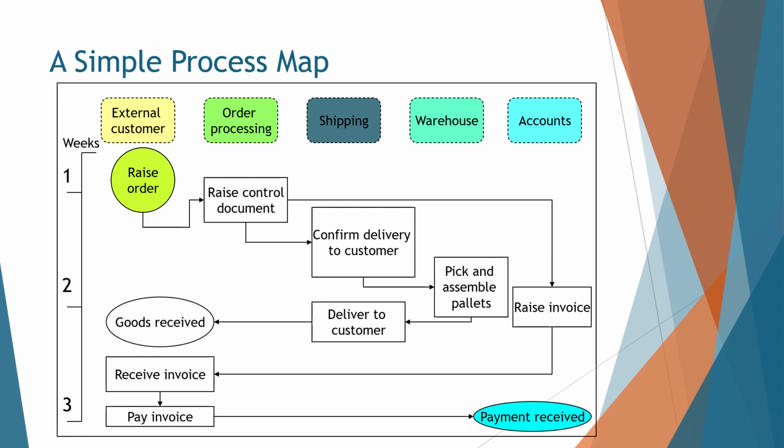Now, if you go back, you can also raise order, raise control document, and from there, you're going to raise an invoice. And from raising the invoice, you can receive the invoice, and then you pay the invoice, and then lastly, the payment is received. So if it can go into another direction, then do that as well, as you can see in this example.